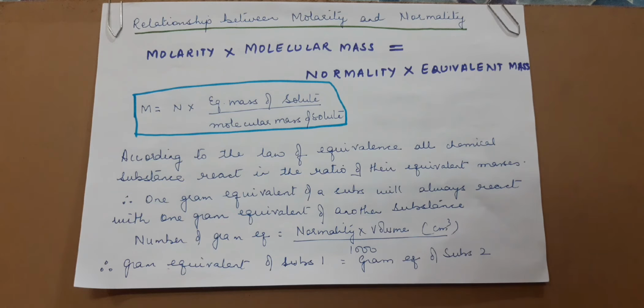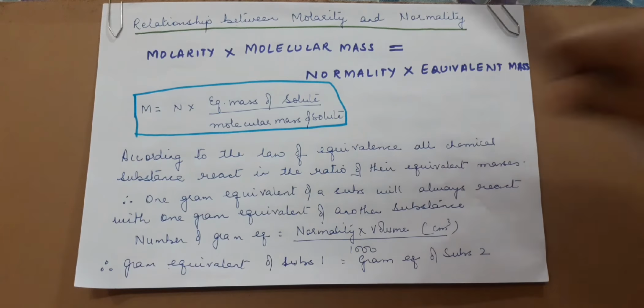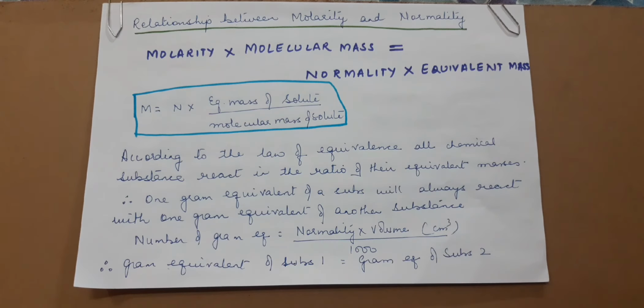So what's the relationship between molarity and normality? Molarity into molecular mass is equal to normality into equivalent mass. Once again, molarity into molecular mass is equal to normality into equivalent mass. Okay, so molarity is equal to N, which is normality, into equivalent mass of the solute divided by molecular mass of the solute.